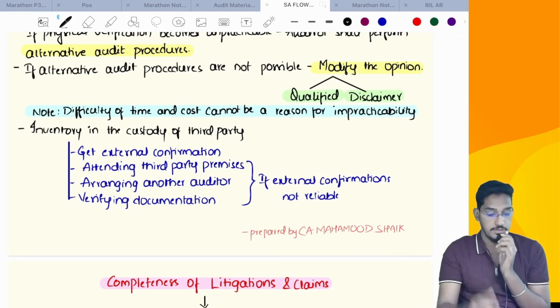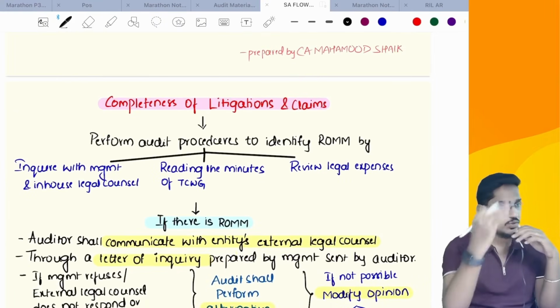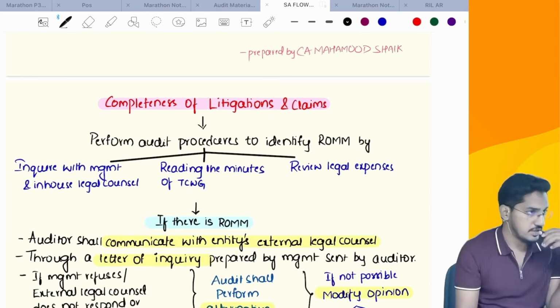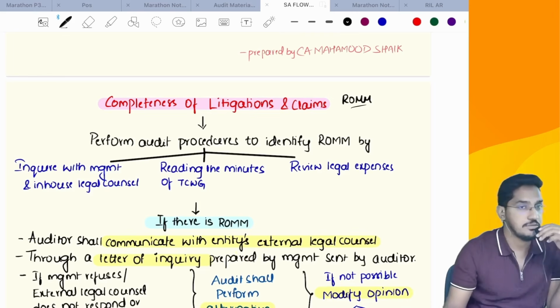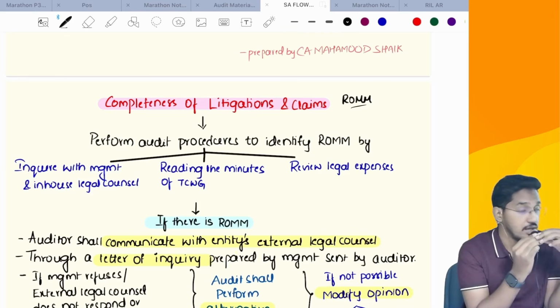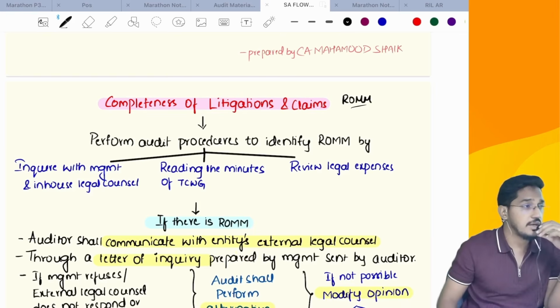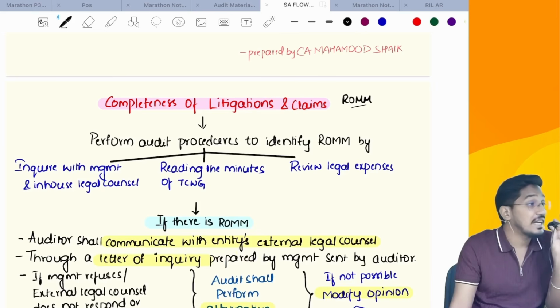Sir, what steps do I need to do in order to obtain the audit evidence? First, the standard says don't directly go for finding the misstatement. First, try to find out: is there a risk of material misstatement regarding litigations and claims? What do I mean by that? Is there any chance that the management could have hidden some litigations and claims? Find the risk.